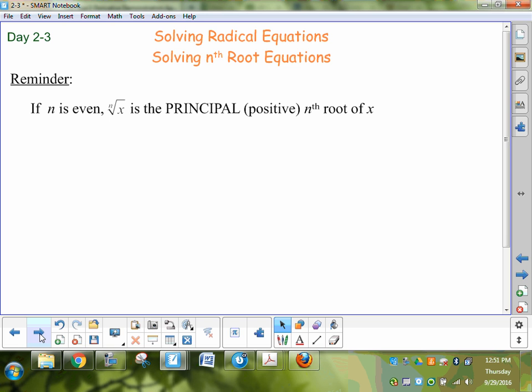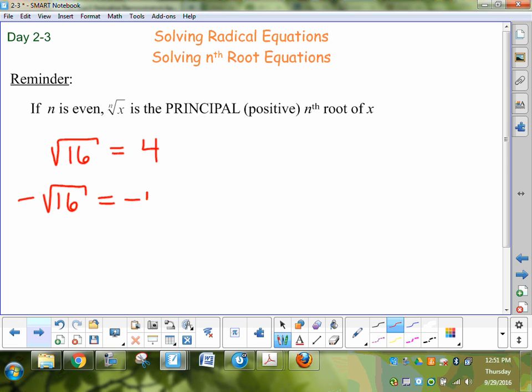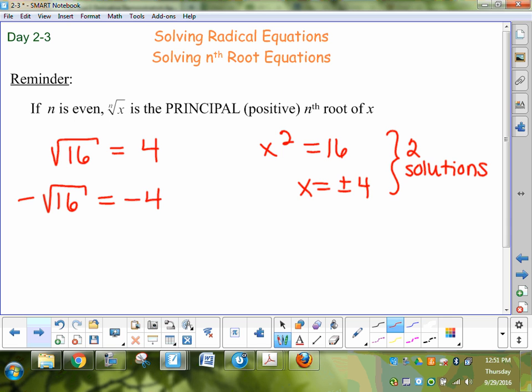If the index is even, the square root of it is just the principal or positive root, and what we're talking about is this. If I ask you for the square root of 16, that's only 4. Negative root 16 is the negation of the radical, so that would give me -4. However, if I have x squared equals 16, that's when x equals plus or minus 4, because this is going to have two solutions.